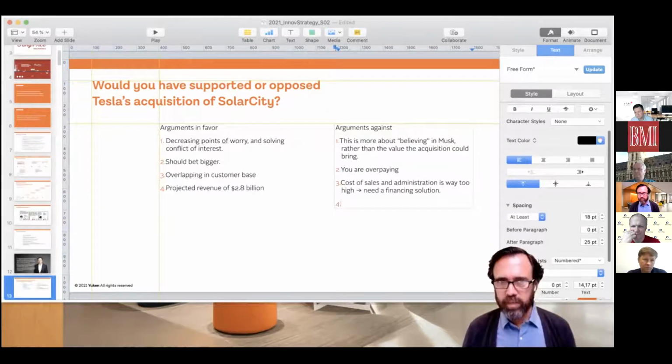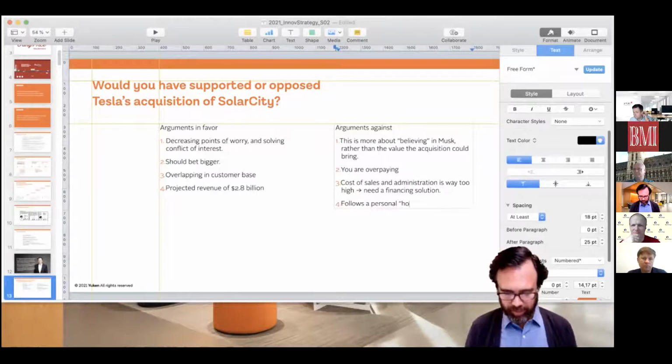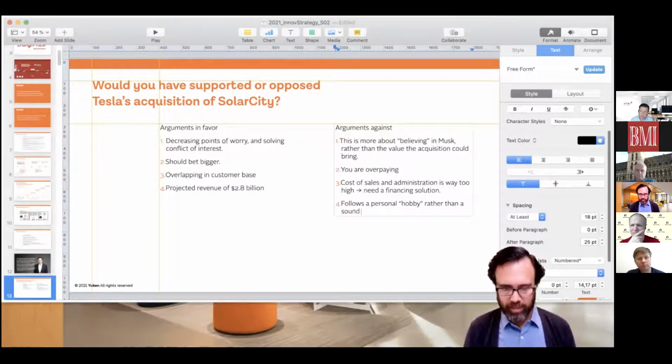So basically, you said this is more of a personal thing than a financial thing. Yeah. So it basically follows a personal hobby, like a personal interest, rather. But also the money, because maybe he was saving a company from bankruptcy. Okay.